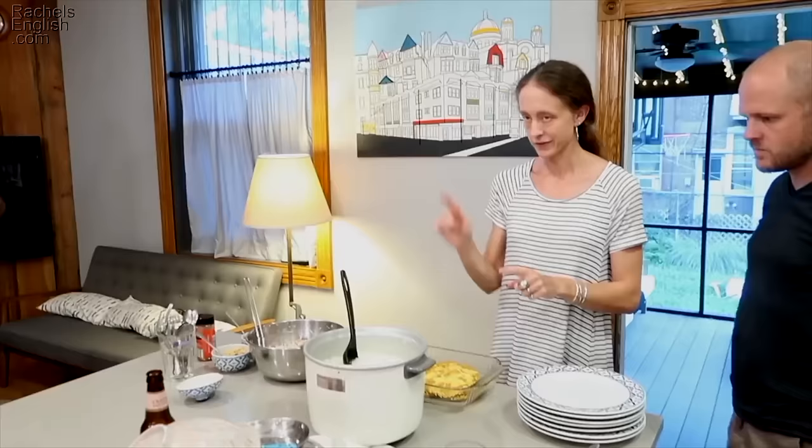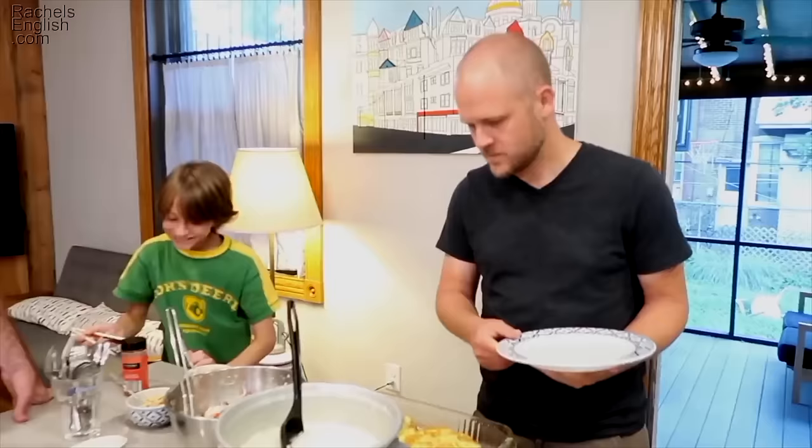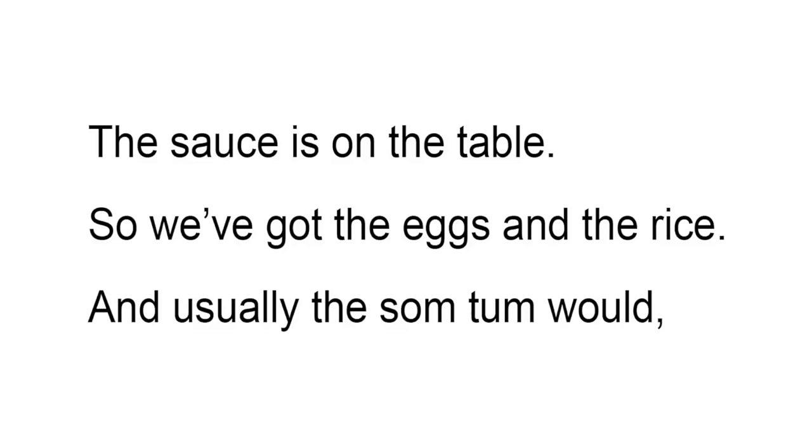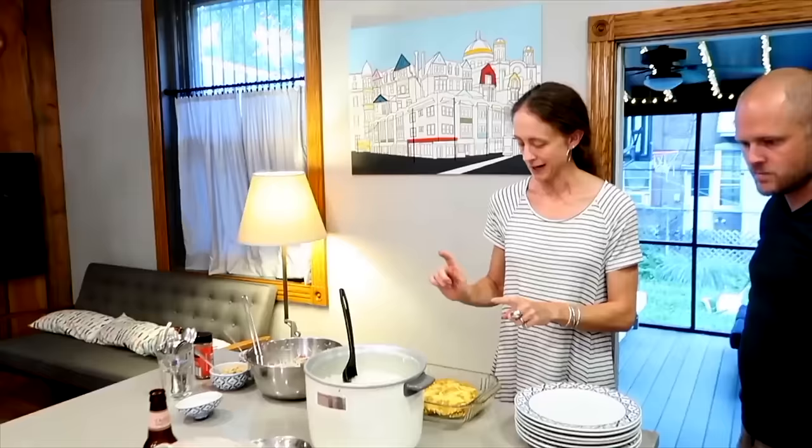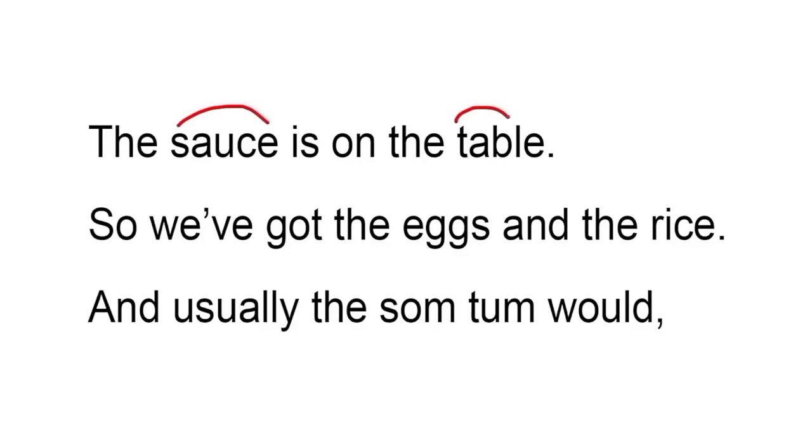The sauce is on the table, so we've got the eggs and the rice. And usually the sometan would... The sauce is on the table. What do you think are the two most stressed words there? I hear sauce and table, the stressed syllable of table. I have the sauce on the table. The other words are said very quickly.